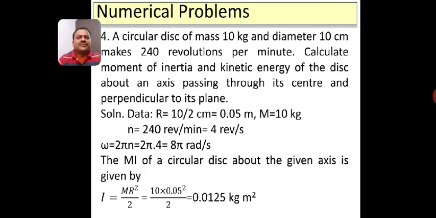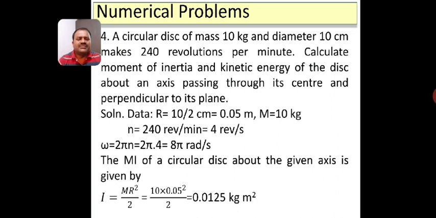Next, fourth problem: a circular disc of mass 10 kg, diameter 10 centimeter, makes 240 revolutions per minute. Calculate the moment of inertia and kinetic energy of the disc about an axis passing through its center and perpendicular to its plane. So this problem is similar to what we have solved previously. So R is given as 10 centimeter. Therefore, the diameter is 10 centimeter, therefore radius is equal to 10 by 2 equal to 0.05 meter.